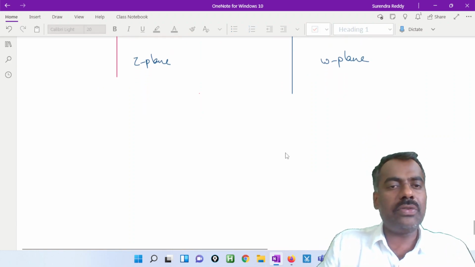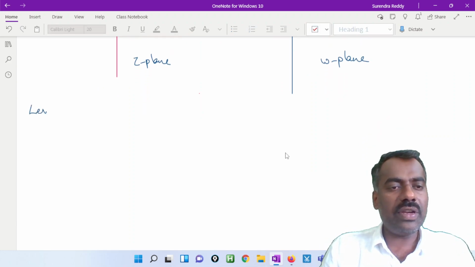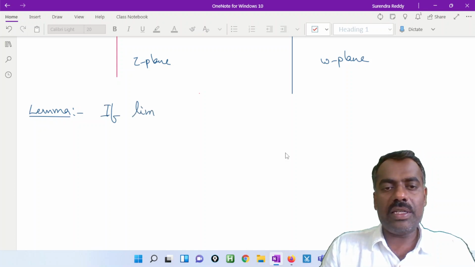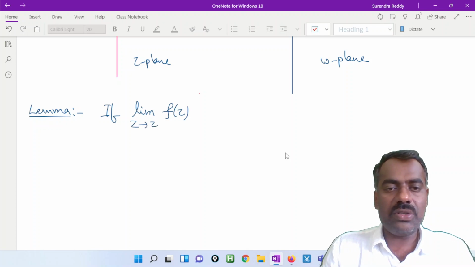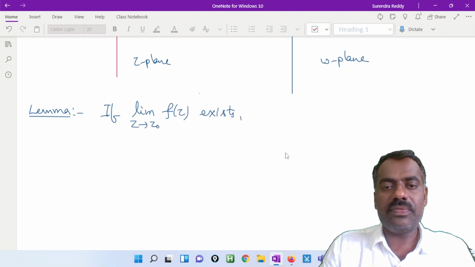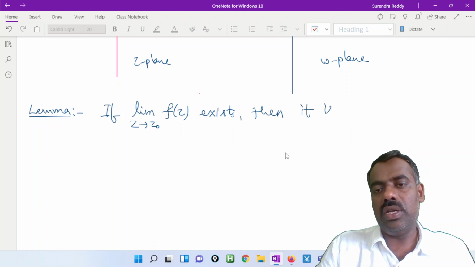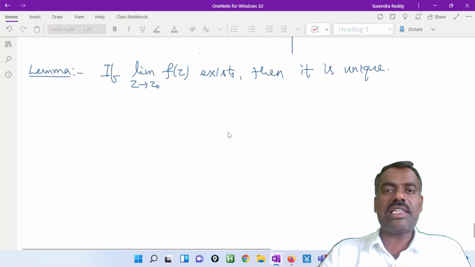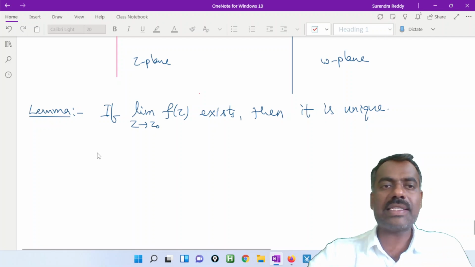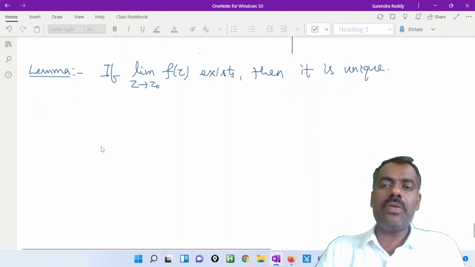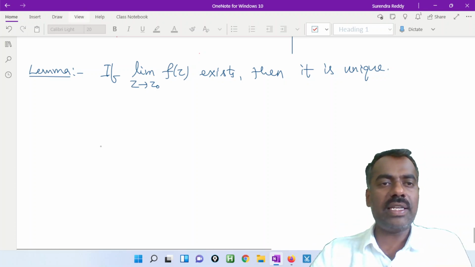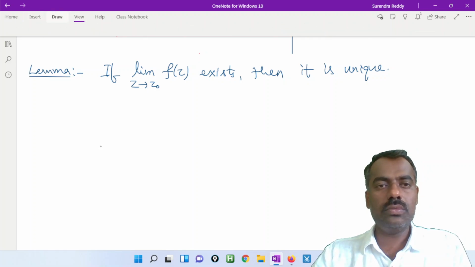The first thing we can observe here is that the limit is unique. So whenever the limit exists, the limit is unique. That is, if the limit of f of z as z tends to z naught exists, then it is a unique value. It is just like how we prove it in the real case. Whenever we want to prove something is unique, how do we prove it? Take two and show that those two are equal, right?